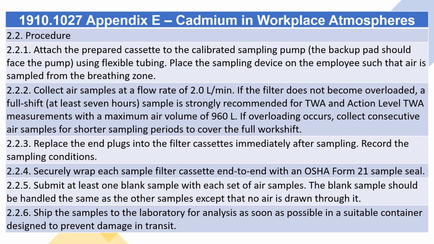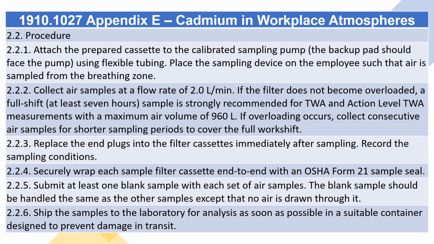2.2.3. Replace the end plugs into the filter cassettes immediately after sampling. Record the sampling conditions. 2.2.4. Securely wrap each sample filter cassette end-to-end with an OSHA Form 21 sample seal. 2.2.5. Submit at least one blank sample with each set of air samples. The blank sample should be handled the same as the other samples except that no air is drawn through it.